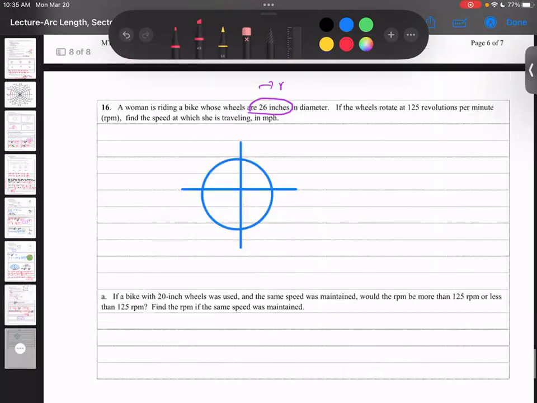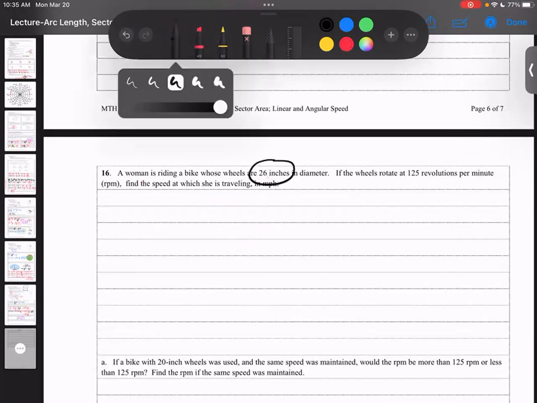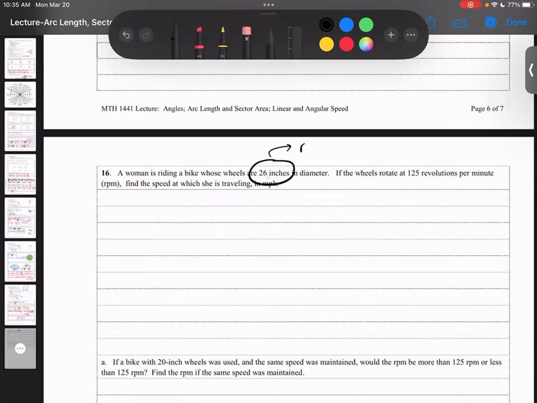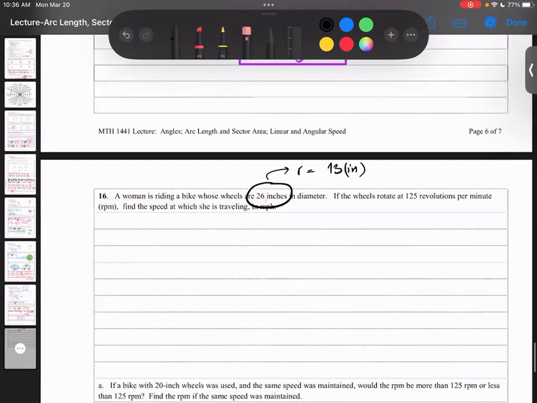Number 16 is very much similar to number 15. You try. The only thing I have to do extra for my problem is change the diameter of a bike. Here, a woman's bike, is the given diameter. We want radius, right? So that 26 inches diameter is equivalent to 13 inches in radius. If the wheel rotates 225 revolutions per minute, find the speed at which she's traveling in miles per hour.